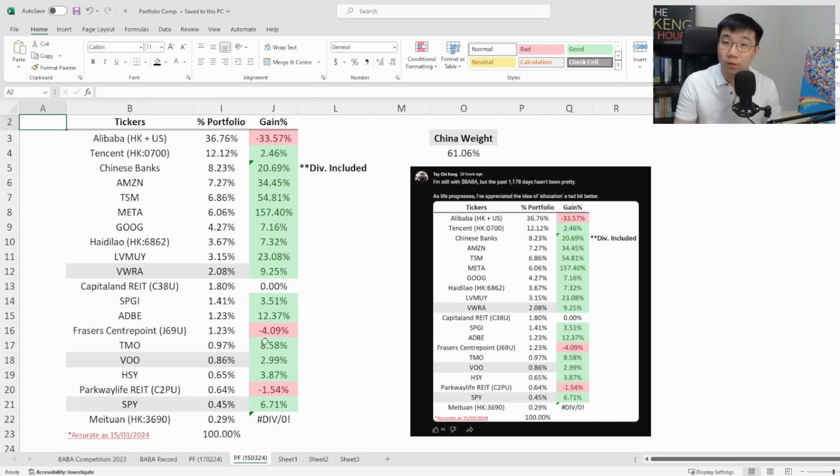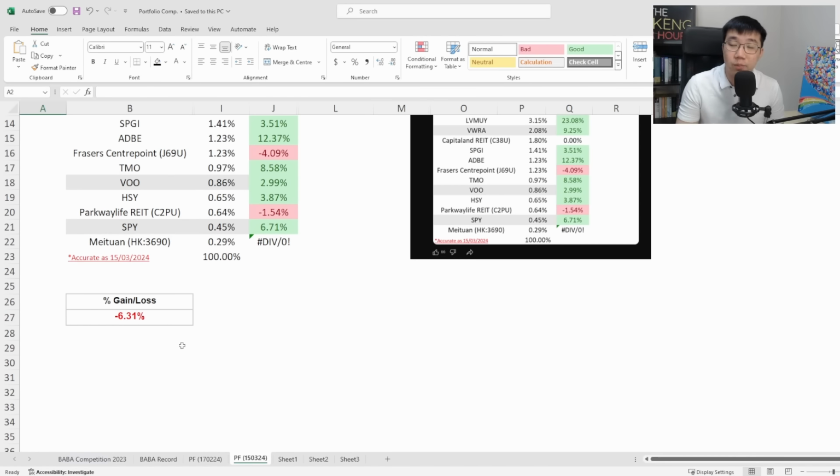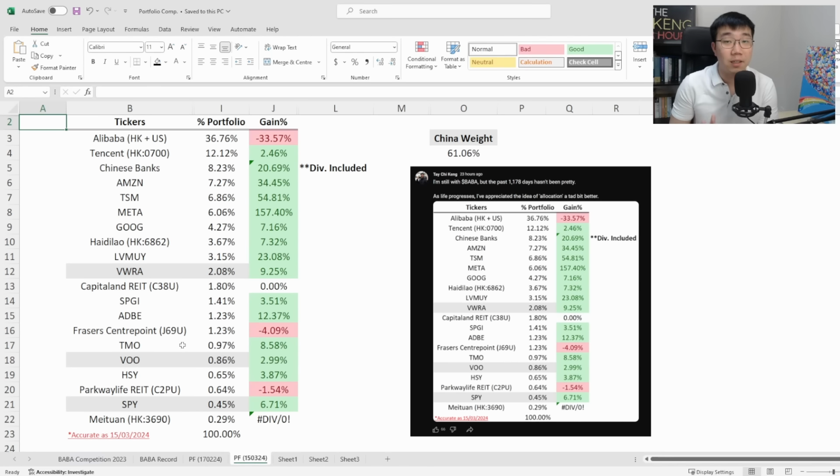But that's it, the overall returns profile of this portfolio is sitting at a whopping negative 6.31%, because the largest laggard in this portfolio is also the one that has the highest weightage. We'll talk more about it later on.